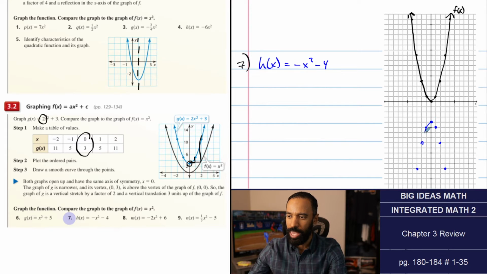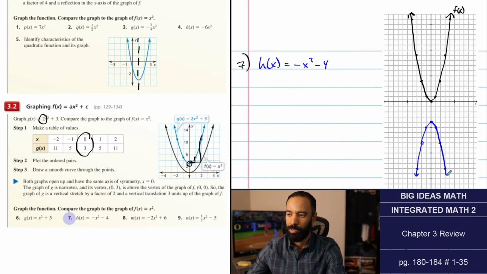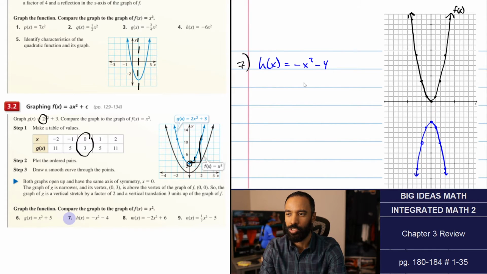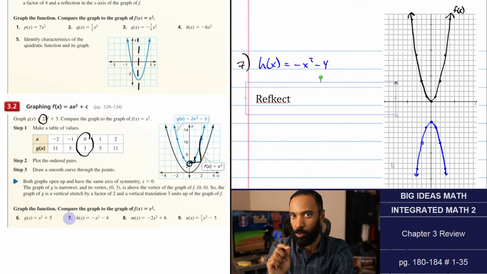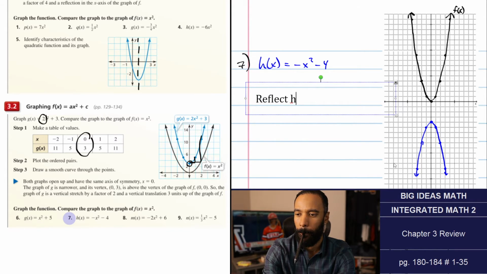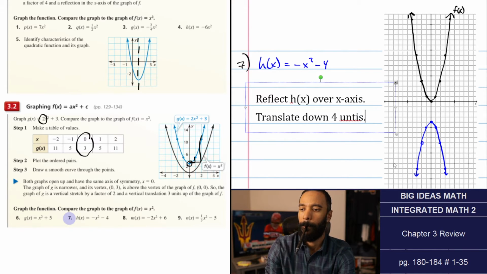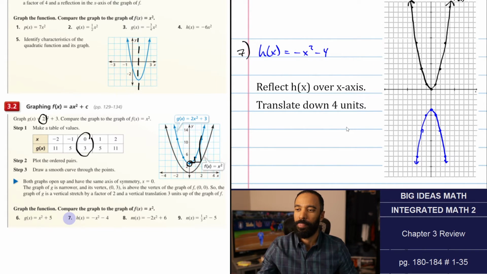So this graph is doing 2 things. It is translated, but before that, I'm going to mention it reflected over the x-axis. Right? Because what kind of happens first? This graph has to flip over first, and then it goes down 4 units. So the order does matter in how I state it, even if I draw it backwards by translating first. Translate down 4 units. Okay, that is h of x. We have g of x and h of x.